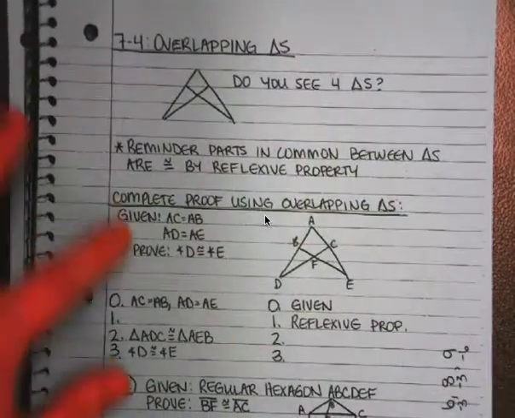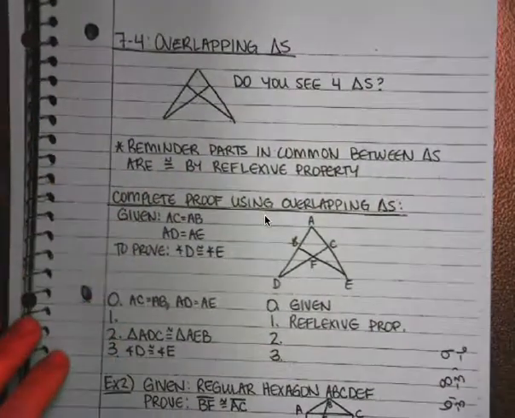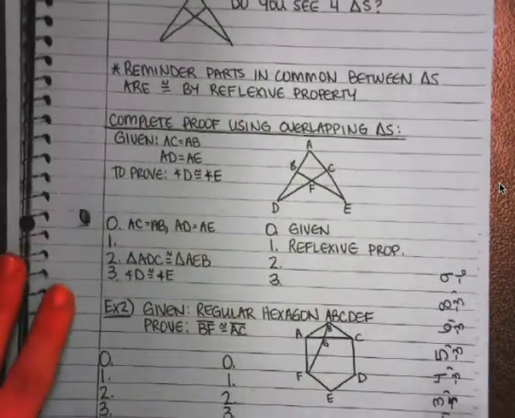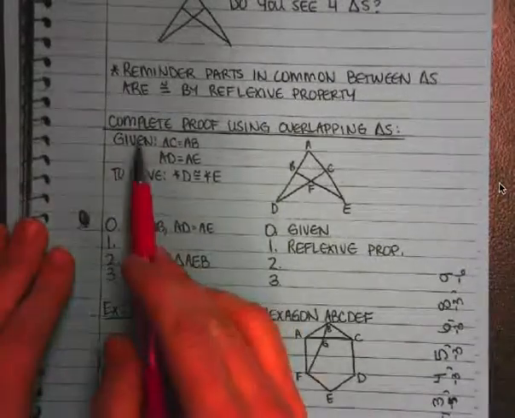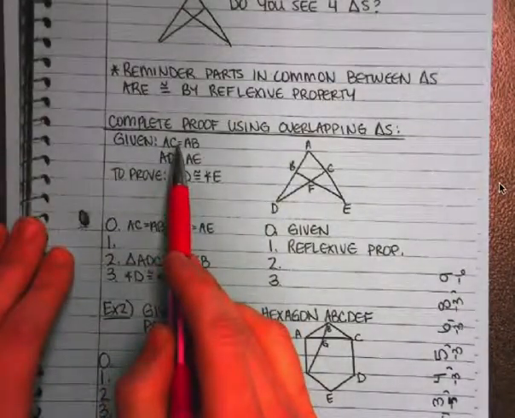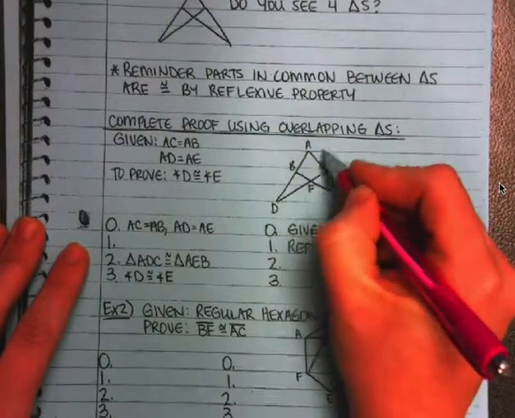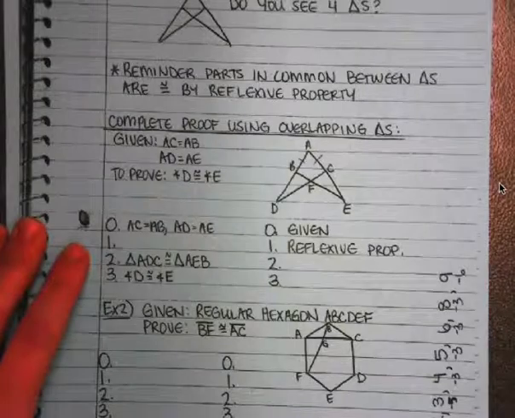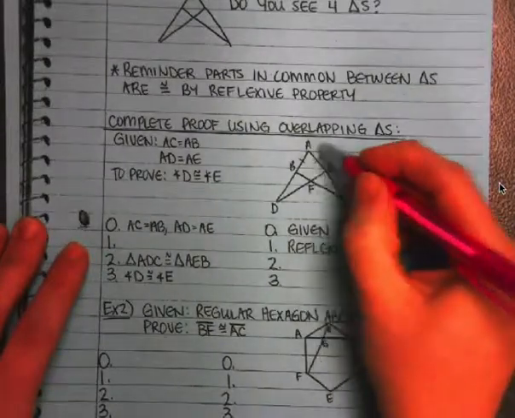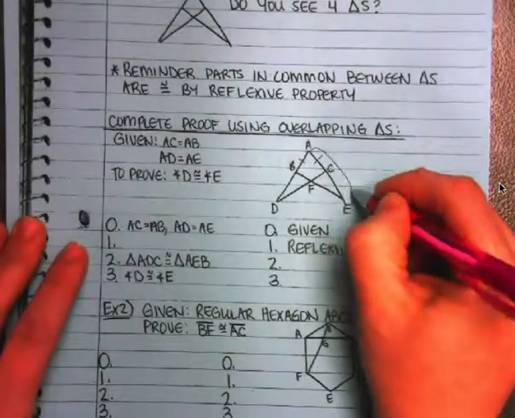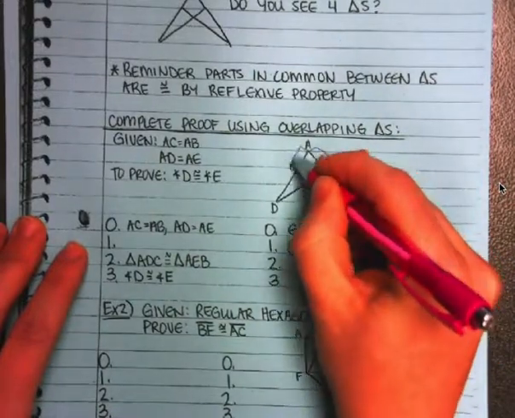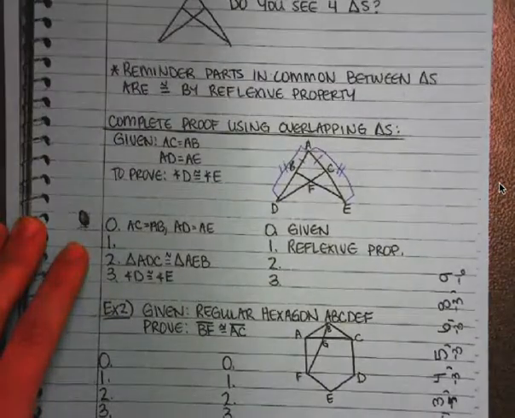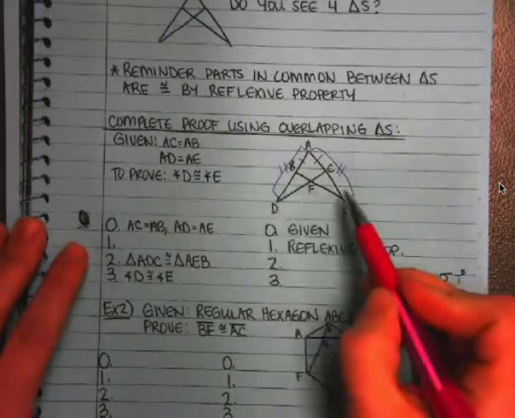So let's complete this proof and we'll see how we can use overlapping triangles to complete this proof. Okay, given AC is equal to AB, AD is equal to AE. So this is kind of hard to mark, maybe. And we want to prove that angle D is congruent to angle E.